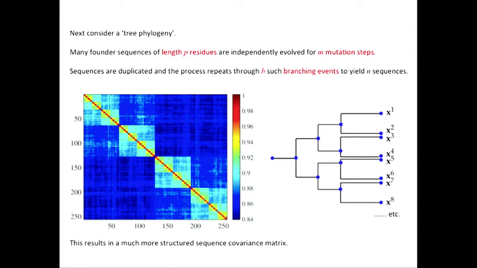It turns out if you then make the sequence covariance matrix, it looks something like this, at least for a regular branching tree. This tree needs to be a little bit bigger. But you can see there's quite a lot of structure in this sequence covariance matrix. This is slightly worrying because it no longer looks like the covariance matrix of a Gaussian with an identity covariance matrix.